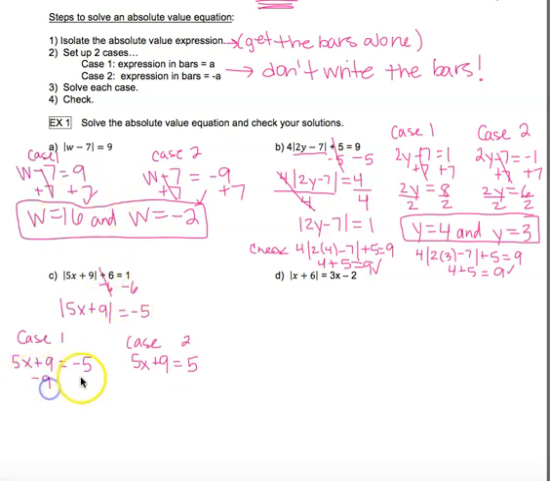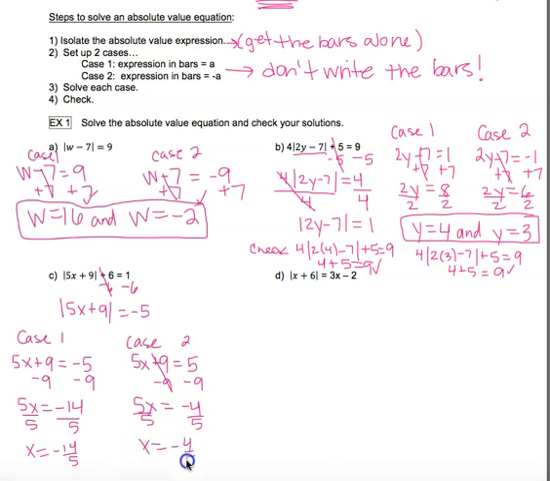So in this case, subtract 9, 5x equals, that'd be negative 14. Divide by 5, x equals negative 14 fifths. Solve case 2. Subtract 9 on both sides first. 5x equals negative 4 is what I get when I do 5 minus 9. Divide by 5. x equals negative 4 fifths.